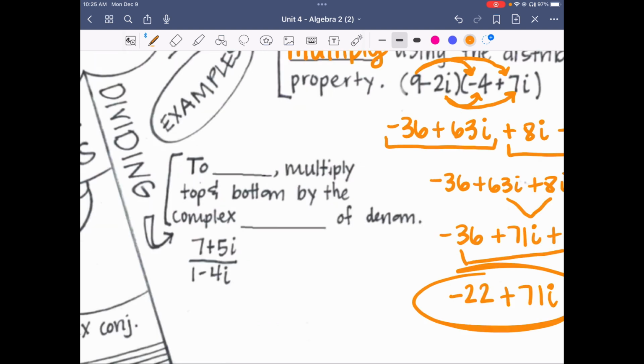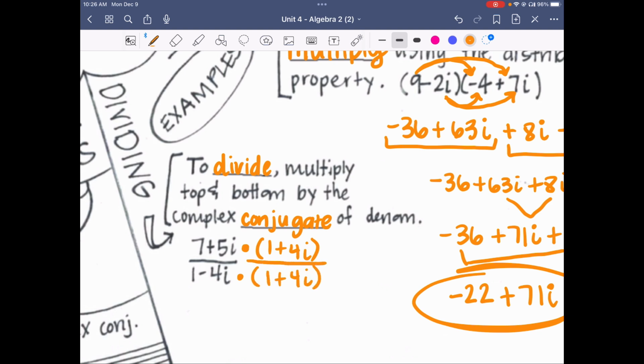So let's do a division example. So to divide, we are multiplying the top and bottom by the complex conjugate of the denominator. So in this example that we've given, the denominator is 1 minus 4i. And so the conjugate of that would be 1 plus 4i. So we're going to multiply by 1 plus 4i.